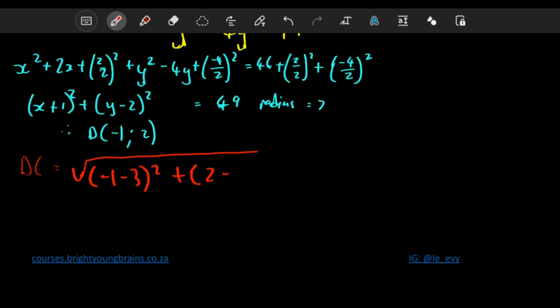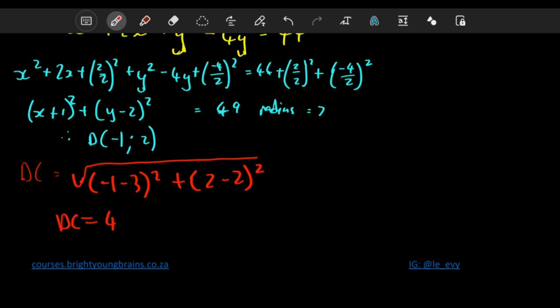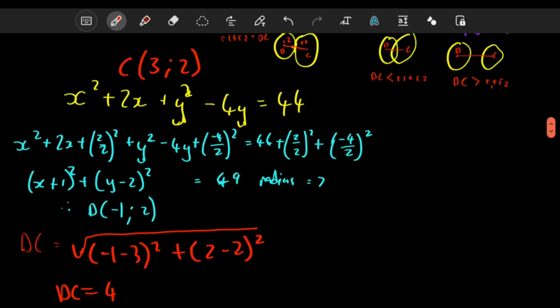But anyways, CD here is clearly going to be positive. It's like 4 squared, which is 16, but then the square root of 16 is 4. So if you put all this into your calculator, you're going to get DC is 4. So all you have to do now is check the distance between the two radii.